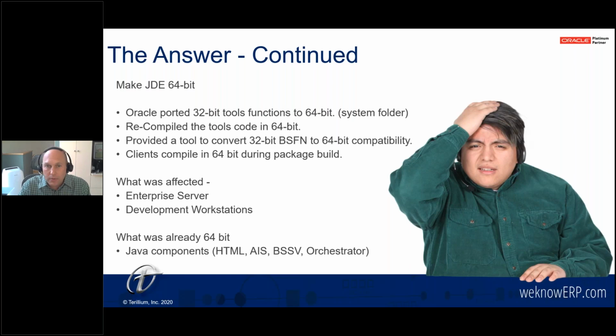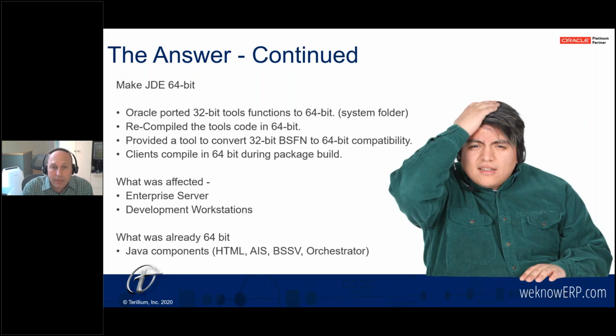So the answer to make JD Edwards 64-bit: first thing we do is Oracle's already ported the 32-bit tools to 64-bit. That's something that's going to happen in your system folders. You're going to have to recompile your code in 64-bit. You're going to need a tool to convert any 32-bit business function C code to 64-bit. And clients are going to have to compile the 64-bit during package builds. What that really means is it's going to affect your enterprise servers, your deployment server, and your development workstations. That's where the core engine of JD Edwards works.